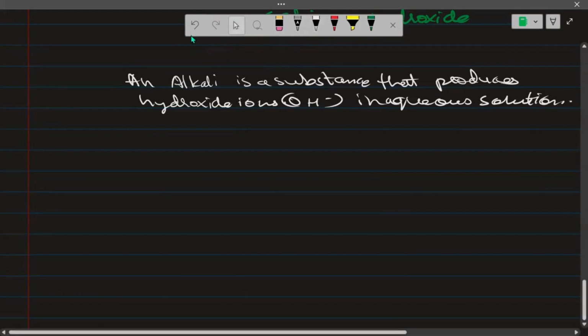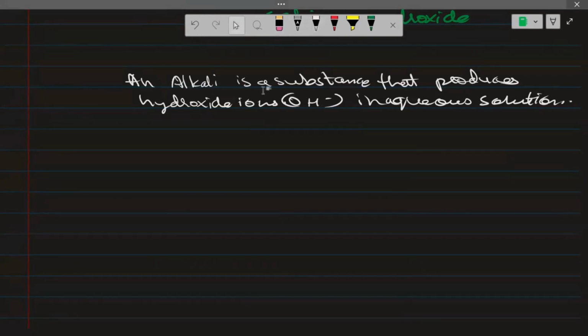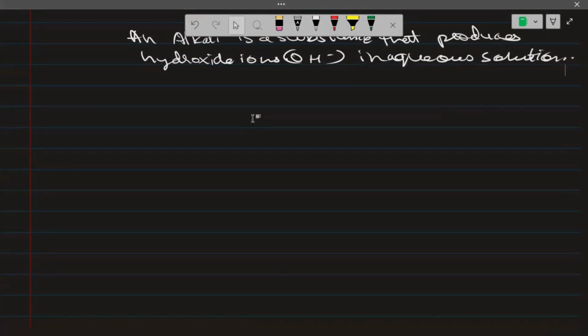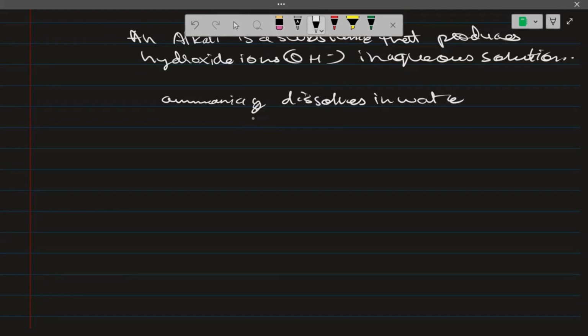Let's do some examples. When ammonia gas dissolves in water, what happens? Ammonium ions and hydroxide ions are formed. Ammonia is a base, ammonia gas. So what happens when it dissolves in water? What are produced?